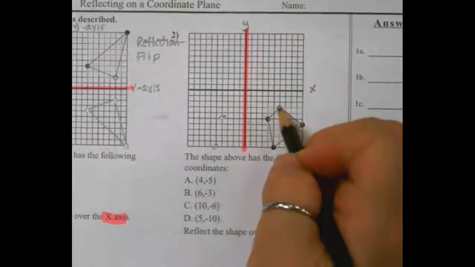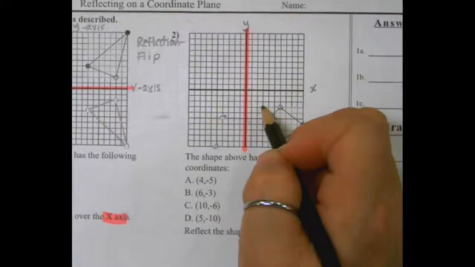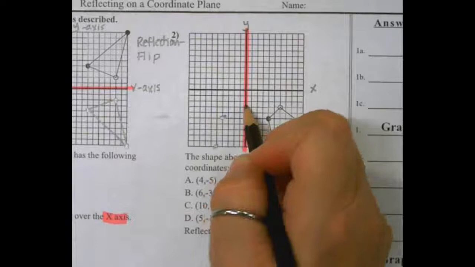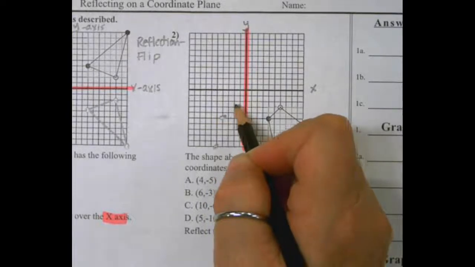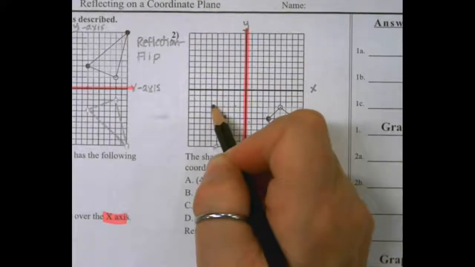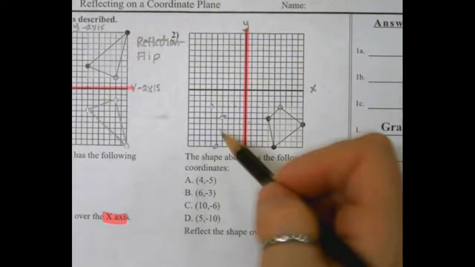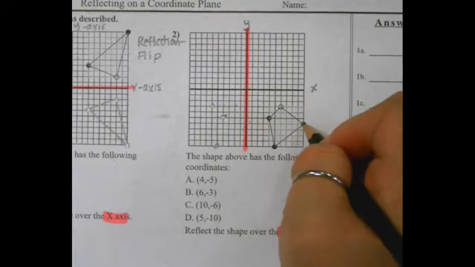Okay, so let's count this one up here. 1, 2, 3, 4, 5, 6. So 6 boxes to that line. So from there, I count how many to the left? 6 more. 1, 2, 3, 4, 5, 6. So I have 3 points, but I need 4. So let's go to our fourth and final point.